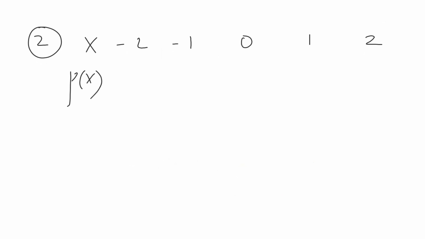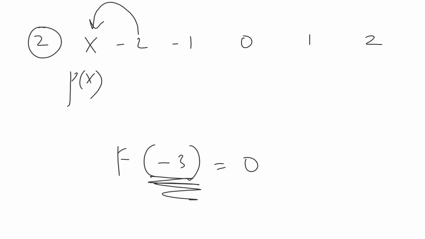Second true or false. X is equal to minus 2, minus 1, 0, 1 and 2. P of x values are given to you. And they have given F of minus 3 is equal to 0. Now minus 3 occurs before minus 2. So the answer has to be 0. So hence it is true, right?